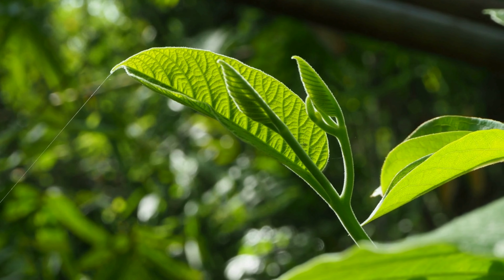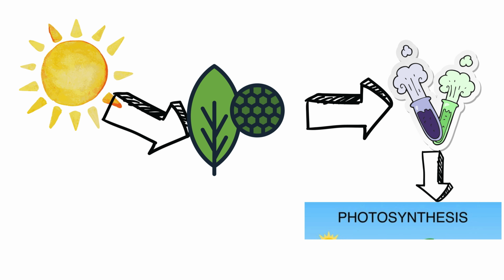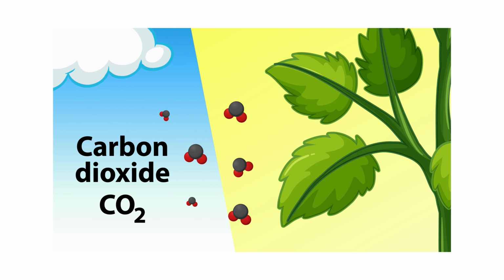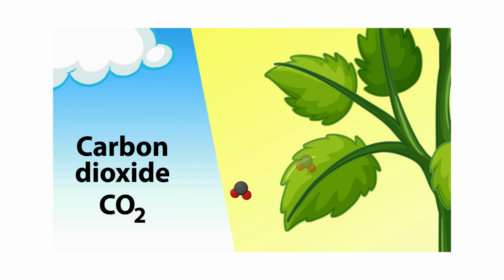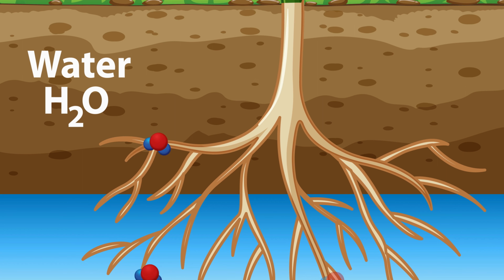When sunlight falls on a plant's leaves, chlorophyll molecules absorb the light energy. This energy is used to power the chemical reactions that drive photosynthesis. At the same time, plants take in carbon dioxide from the air through small pores called stomata on their leaves. They also absorb water from the soil through their roots.